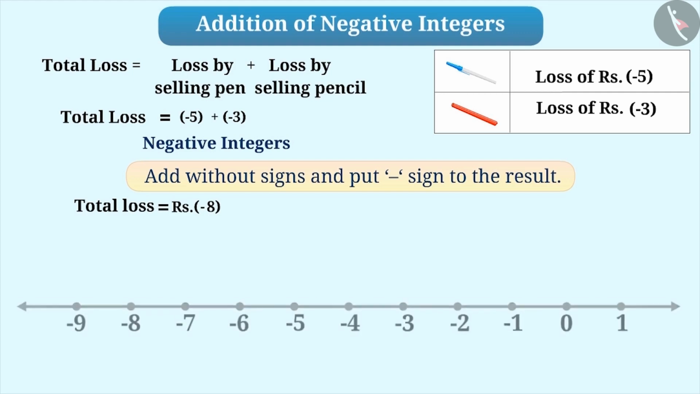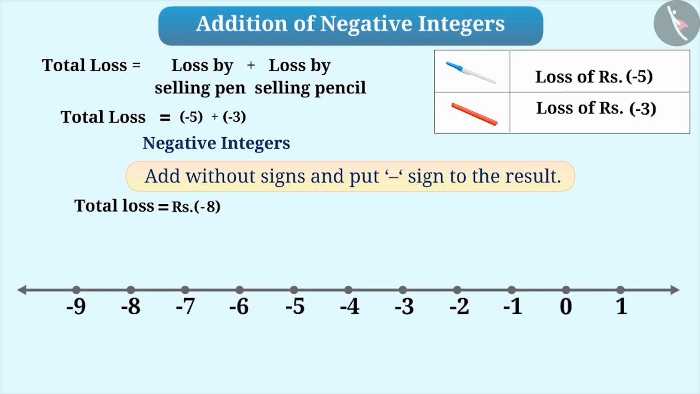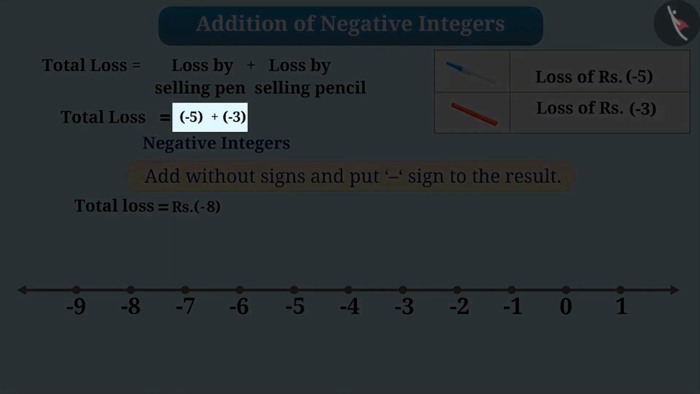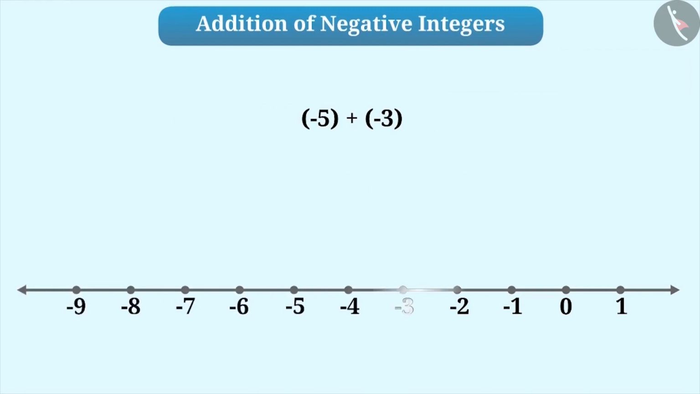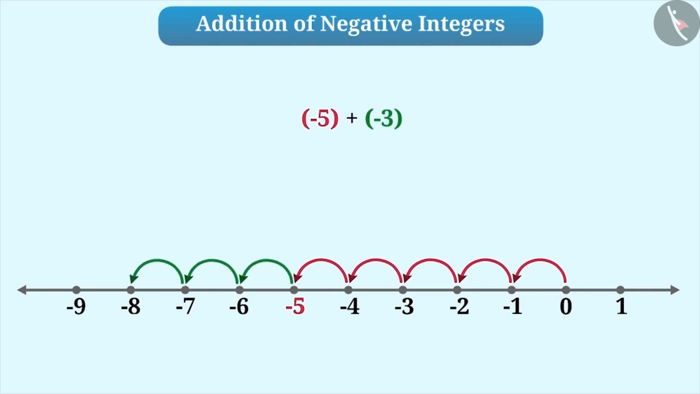The addition of negative integers can also be represented on the number line. We will understand this with the example of minus 5 plus minus 3. First, draw a number line of integers. Here, minus 5 is the first integer, which is a negative integer. Therefore, we move 5 places to the left of 0, and by doing so, we reach minus 5. Now the second integer is minus 3. Since it is a negative integer, we move 3 places to the left of minus 5 and we reach minus 8, which is the result of minus 5 plus minus 3.